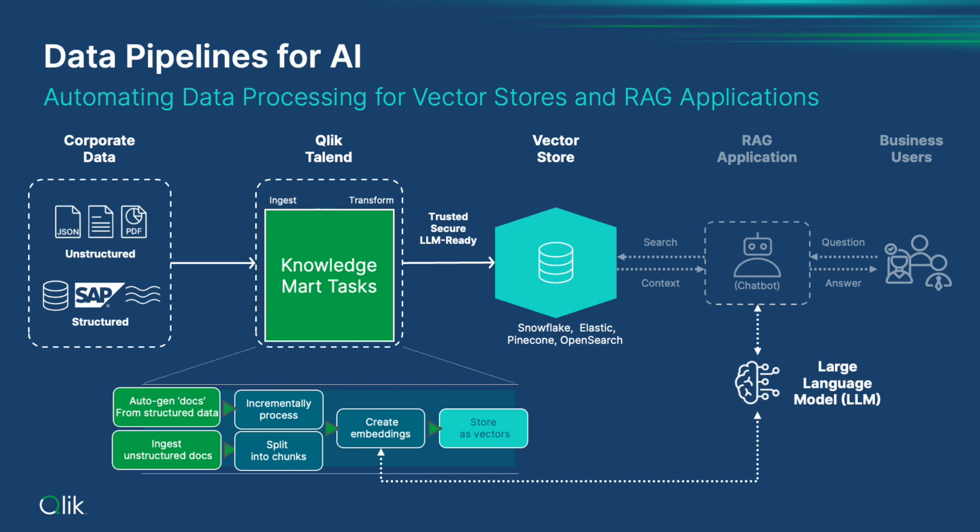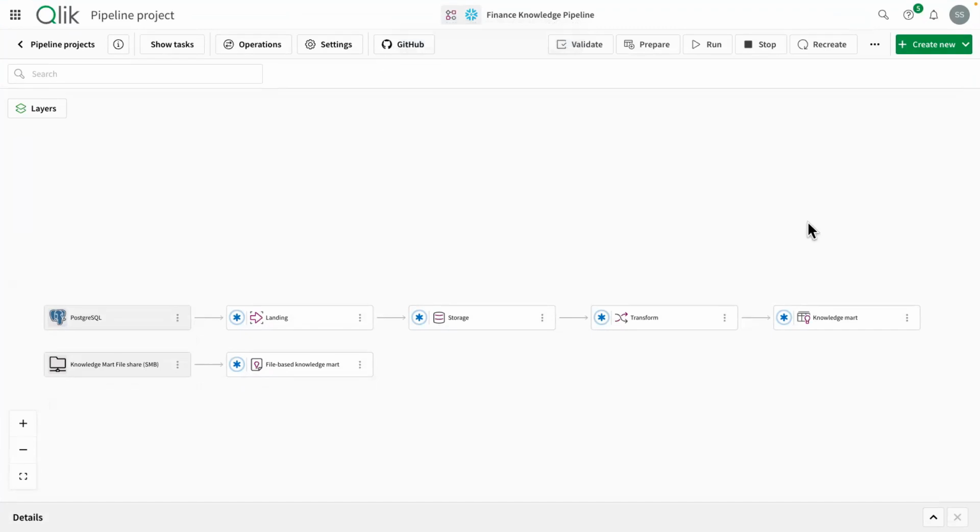Can you show us what it looks like adding a Knowledge Mart to a pipeline? Yeah, I can probably show folks how to do that. So we're looking at a project you've got here, and I see a Knowledge Mart already on the end. Yeah, adding it's quite simple. So any existing pipeline can turn into a Knowledge Mart pipeline very easily.